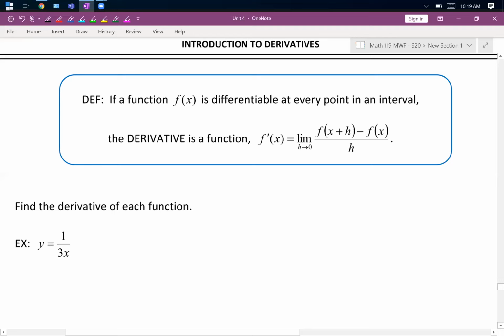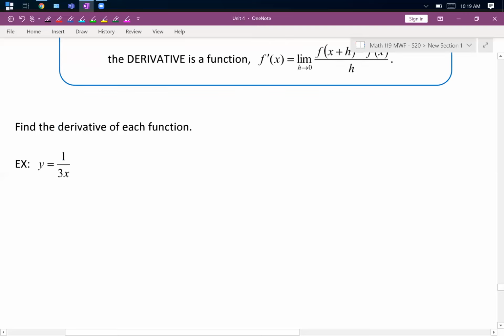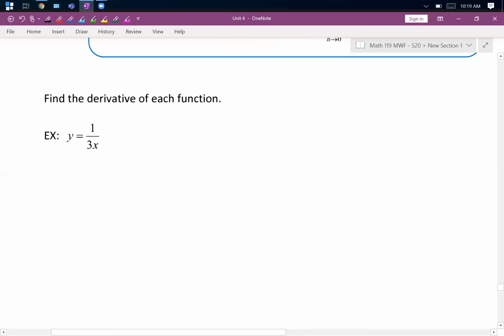Frequently, we're not just trying to find the derivative at one particular point. That's not usually the end of the question. There's usually a lot more to do. So I think it's easier to find the derivative for the whole function first. And then we have that equation that we can evaluate in different places and answer different questions. So let's find the derivative of each function.